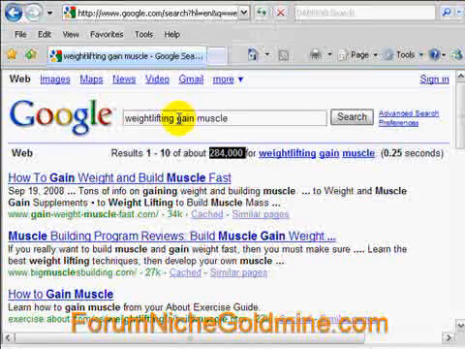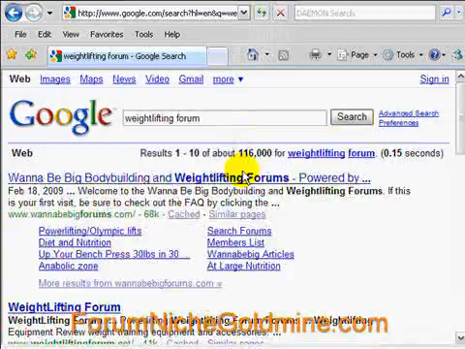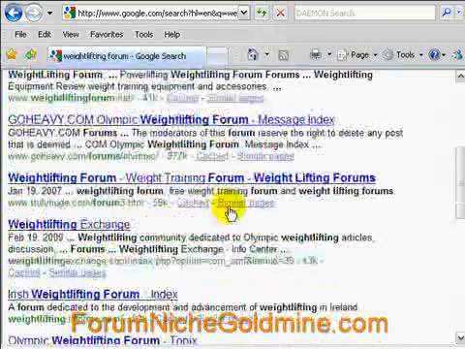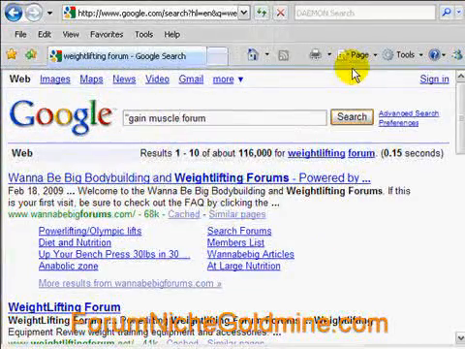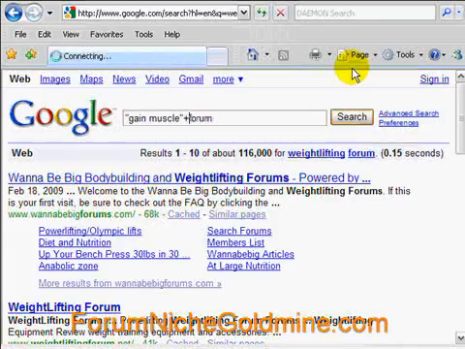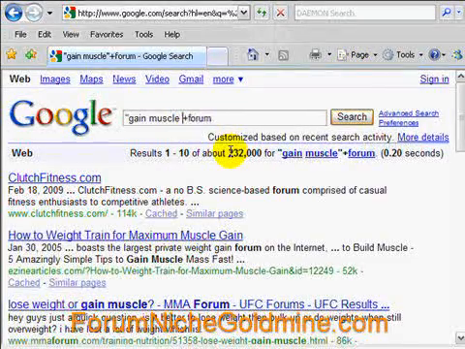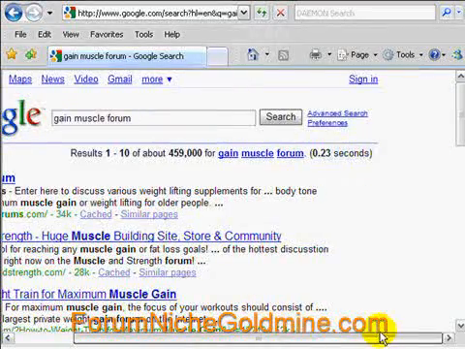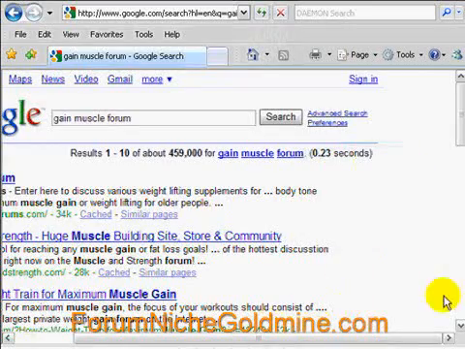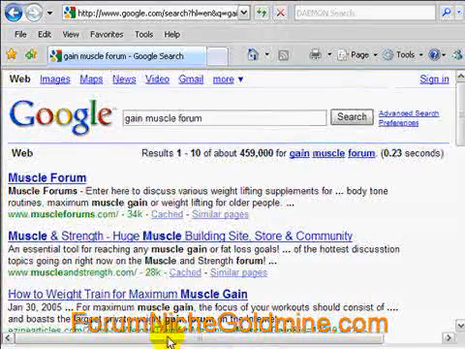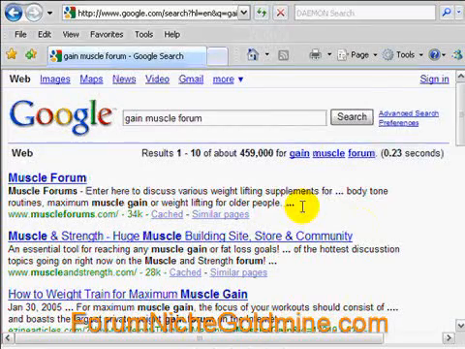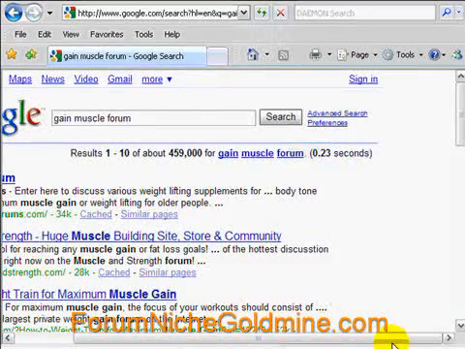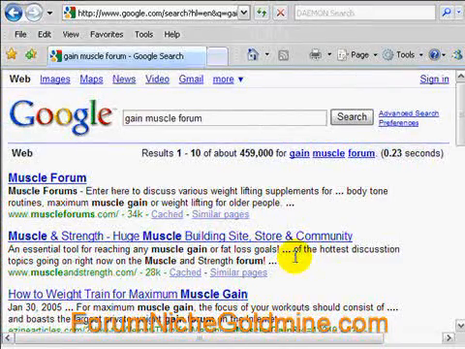So you need to figure out what's the difference between you and the other forums. So we can say weightlifting forum and see how many different forums are out there, or at least have the keyword weightlifting forum. What about gain muscle? And then put those in quotations plus forum. So it's about 232,000. And I'm not sure if you're paying close attention to the right side, but most of these keywords don't have Google AdWords ads on the right hand side. So we can see that we're getting a lot of results, but there's not a whole lot of saturation as far as Google Ads goes. So that's something that's good to know.